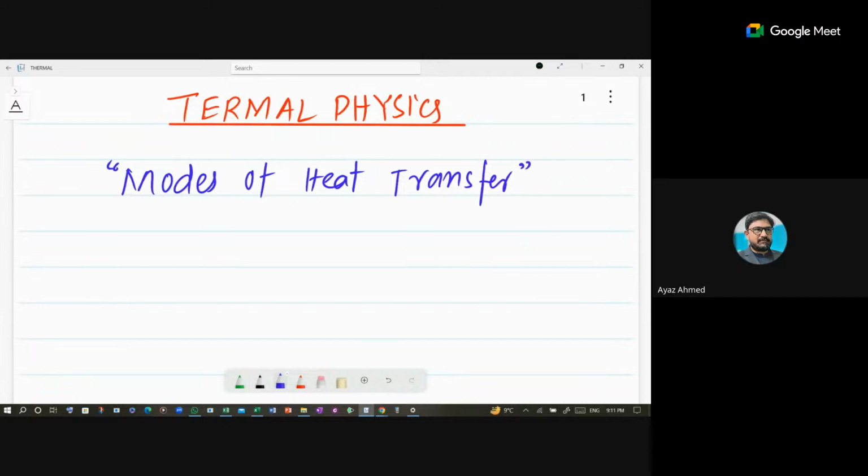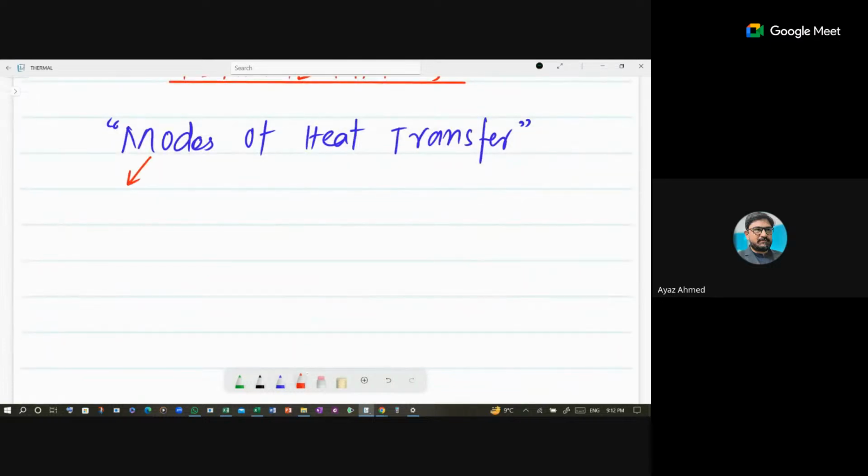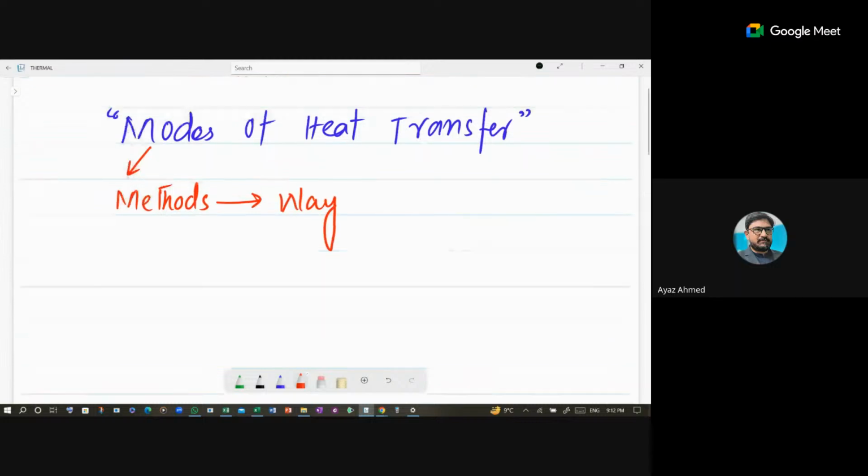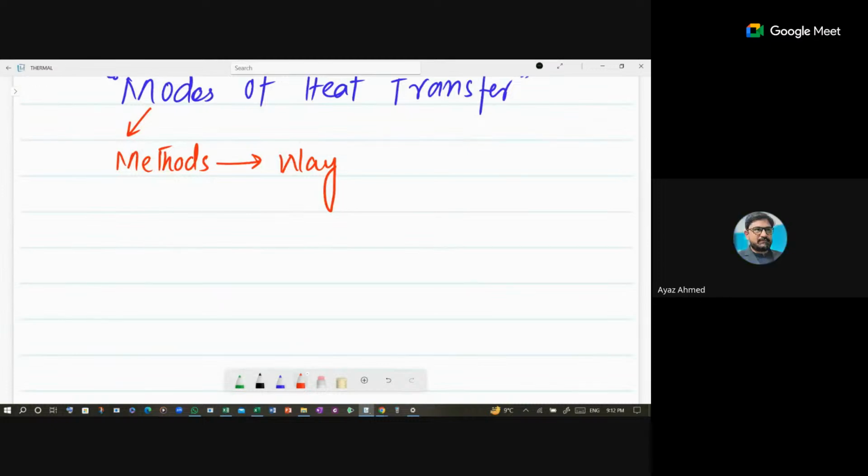So when we talk about modes, what does it mean? Methods. Yes, sir. What does modes mean? Methods are ways in which the heat is transferred from one point to another point, isn't it?